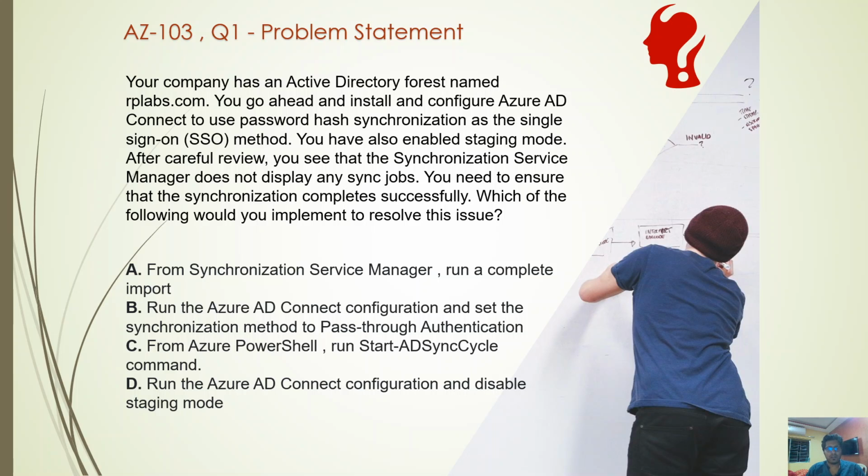So what are they saying here? They are saying there is an Active Directory forest named RP Labs, and we want to install Azure AD Connect. So here you need to know what Azure AD Connect is, at least at a high level. Azure AD Connect is software that you install on a server to connect your on-premise Active Directory to the Azure AD in the cloud. So you have your on-premise Active Directory, in this case RP Labs. You also have an Azure AD tenant, an instance of your Azure AD in the cloud.